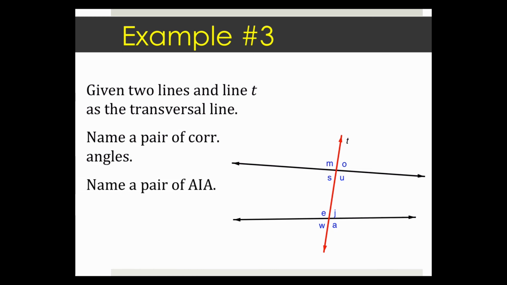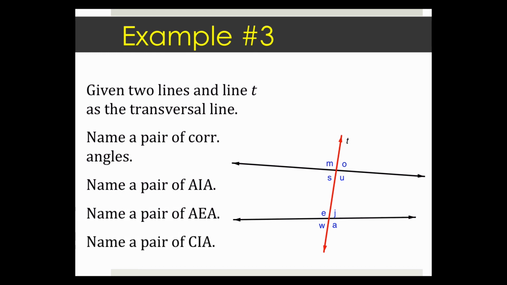Where are the AIA? Those would be S and J and U and E. Outstanding, good job, golf clap. How about the alternate exterior angles, Dev? O and W and M and E. Well done, golf clap.